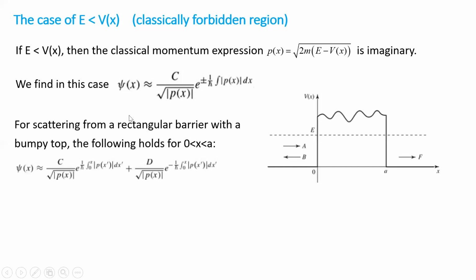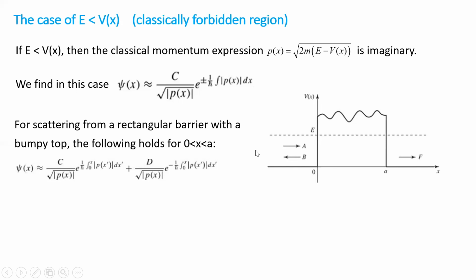Okay, so how could we apply this? Well, suppose we had a rectangular barrier with a bumpy top. So here's a barrier with a bumpy top to it. This would be really hard to solve normally with the Schrodinger equation because it's an irregular function. But the WKB approximation gives us a way to work with it. So we have an incoming wave from the left with amplitude A, that'd be e to the i kx, a reflected wave B e to the minus i kx, and then over here a wave going to the right F e to the i kx. So we have an incoming, a reflected, and a transmitted wave.